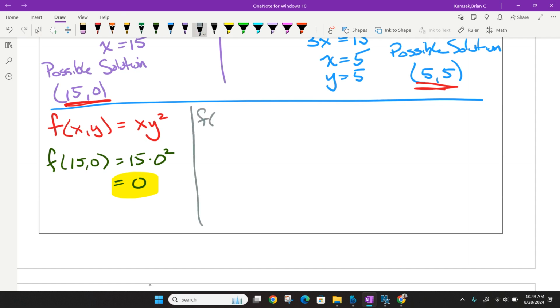What is f of 5, 5? Well, f of 5, 5 is 5 times 5 squared. I'm just using the function right there. Let's see, 5 times 5 squared. 5 squared is 25. 5 times 25 is 125.